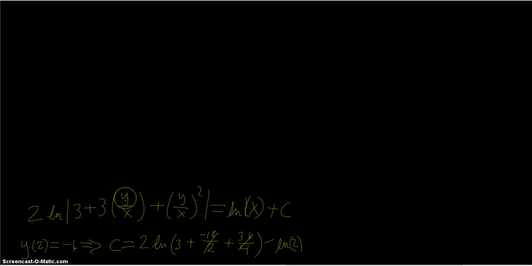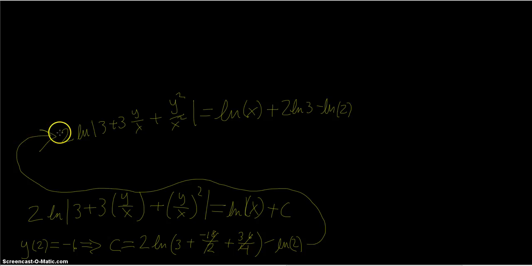3 times negative 6 is negative 18 over 2 plus 36, y squared, negative 6 squared is 36 over x squared. X is 2, so this evaluates to 9, this evaluates to 9, these cancel out. And we have our minus ln of 2. Oh yeah, because we're solving for c. We subtracted ln of 2 and moved over to this side, so c equals this.